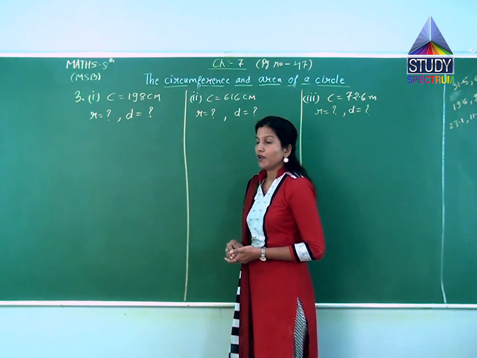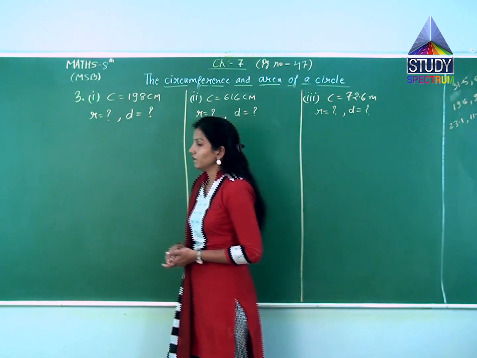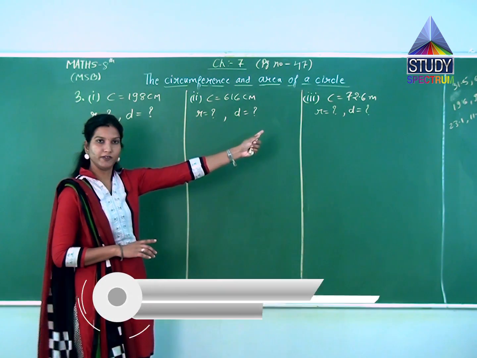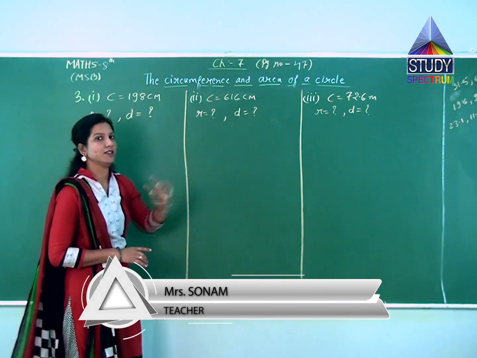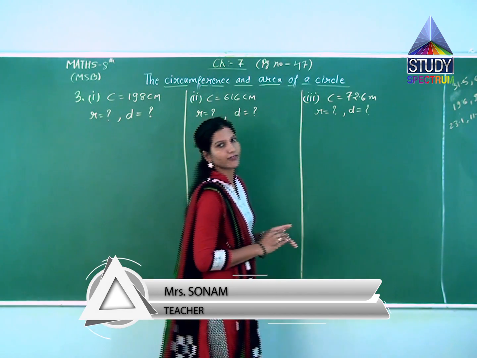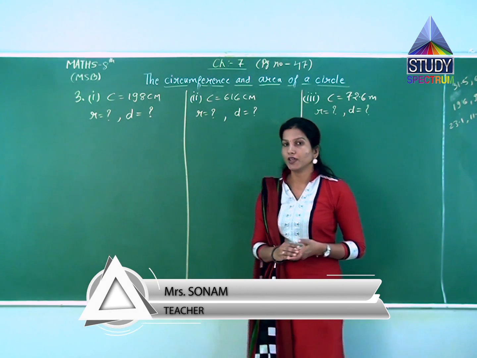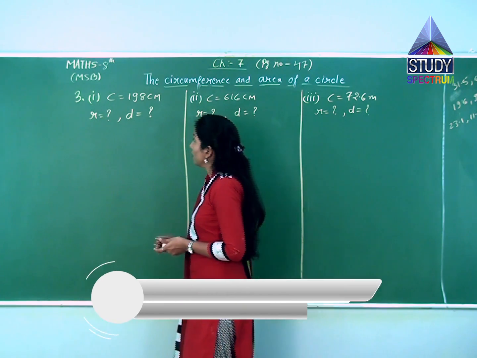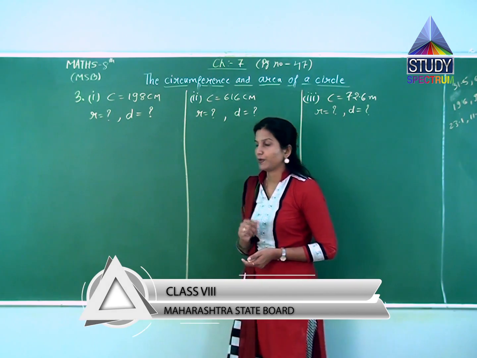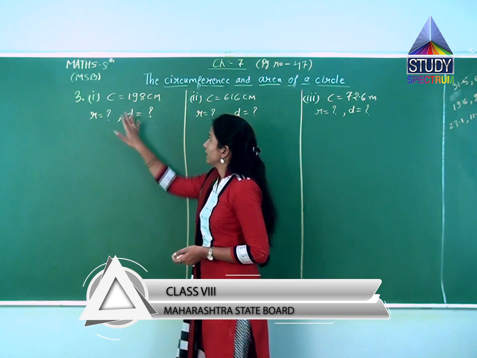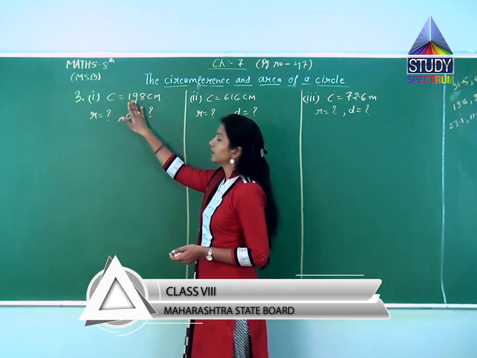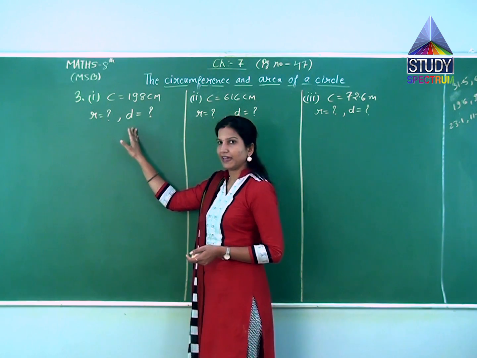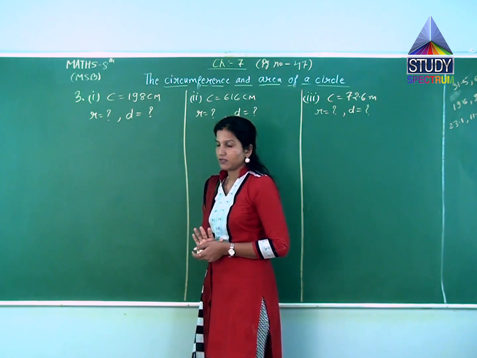Question number 3, we have been given the circumferences of three circles. There are also three parts, and in all these three parts we have been given the circumferences of the circles, and we have to find out their radius and diameter. So let us start with the first part. In this part, the circumference is given as 198 centimeters. We have to find the radius and the diameter of this circle.